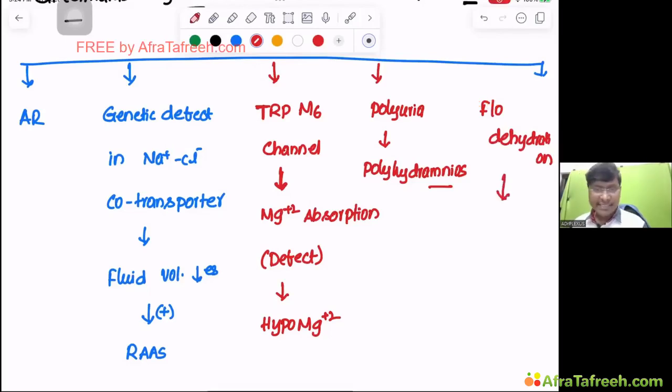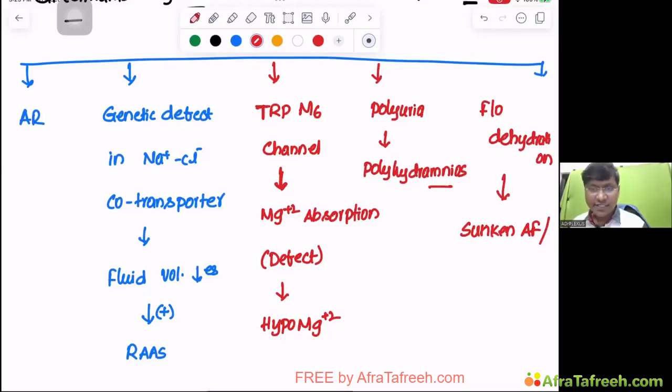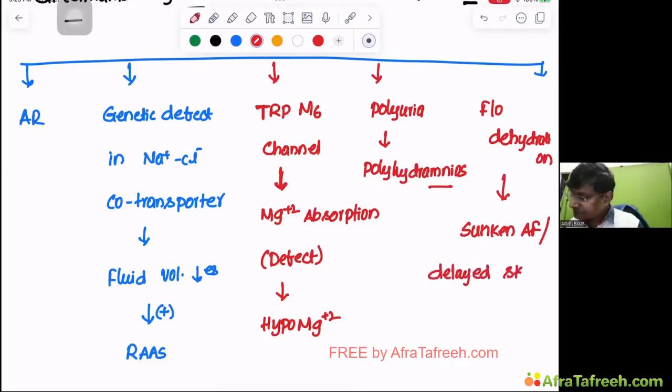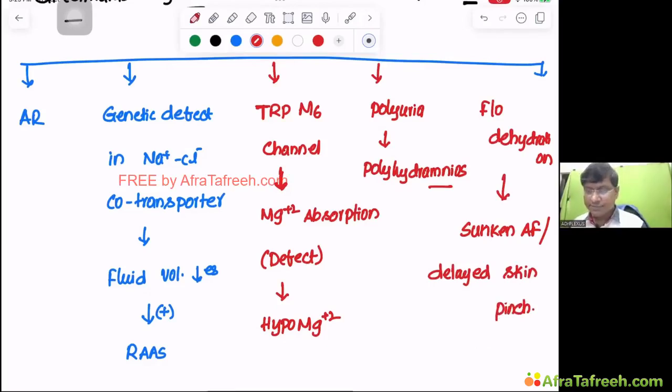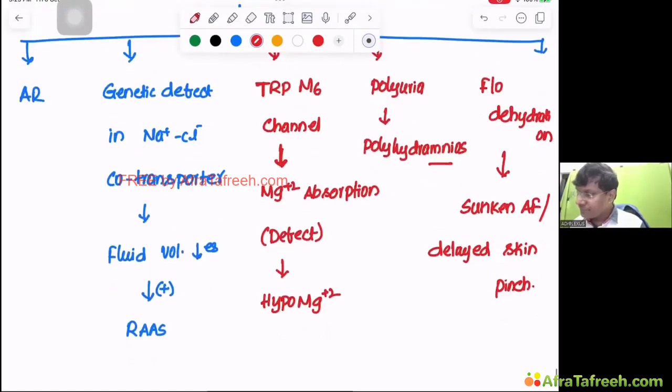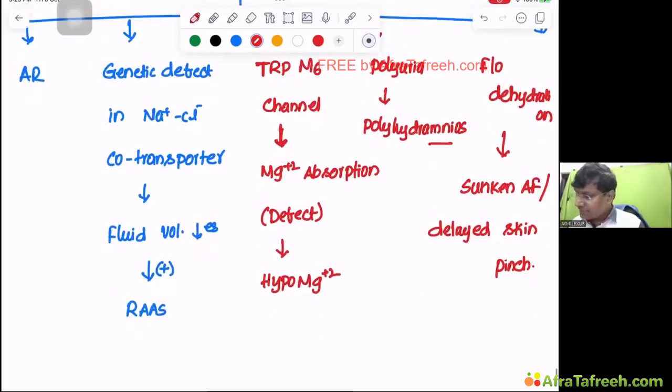And if you examine the baby, they'll have a sunken anterior fontanelle. AF stands for anterior fontanelle. How will the skin pinch be? There will be a delayed skin pinch. And because of dehydration, polyuria and hyponatremia, these patients will have failure to thrive.